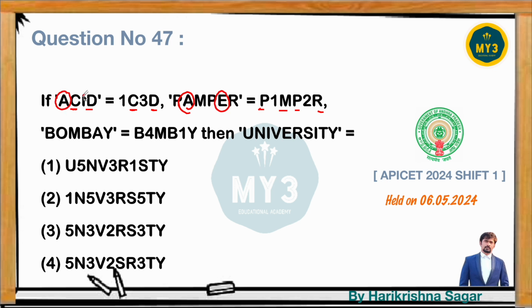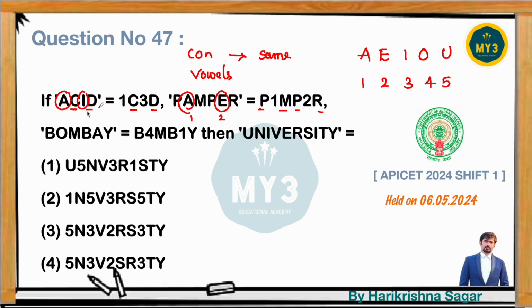So what is happening here, if you observe, they have just kept the consonants the same. There is no change in the consonants. But the vowels are coded. And how are vowels coded? The vowels are coded in this way. A, E, I, O, U are coded as 1, 2, 3, 4, 5. So that is why you can observe A is 1, E is 2. And in ACID, A is 1, I is coded as 3. That's why A is 1, I is 3.